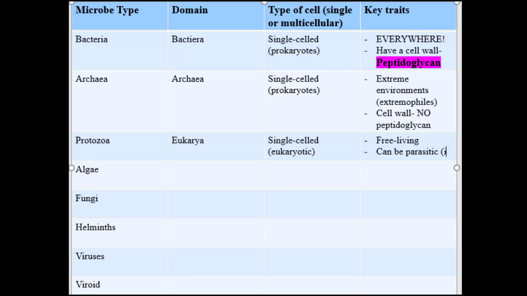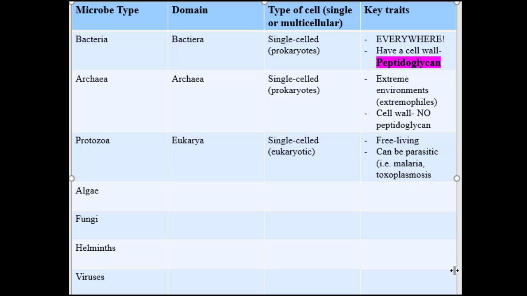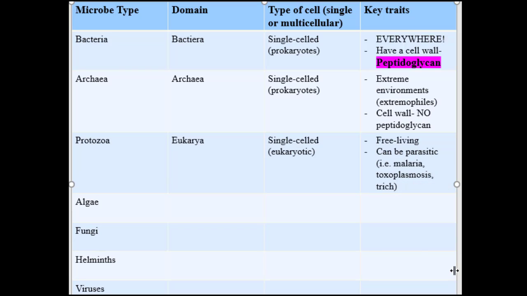I'll give you an example. I'm sure you've heard of malaria. Malaria is a disease caused by a protozoa. Maybe you've heard of toxoplasmosis. It's associated with cats. It is also a protozoal disease. There's also a common STD. It's called trich, also protozoa. So we will talk a lot about protozoa this semester because they cause some of the most abundant diseases out there. Our next group is the algae.